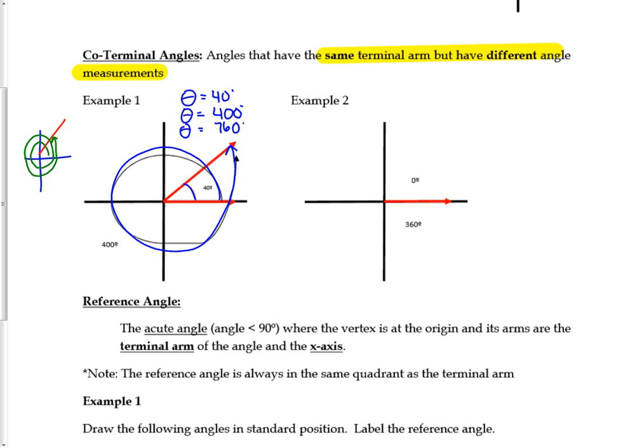So let's say we had a rotation angle of 50. Can you give me another rotation angle that would be coterminal? Co meaning coexist, like together, terminal, the terminal arm. So same terminal arm. Yeah? 410. All we have to do is add or subtract 360.